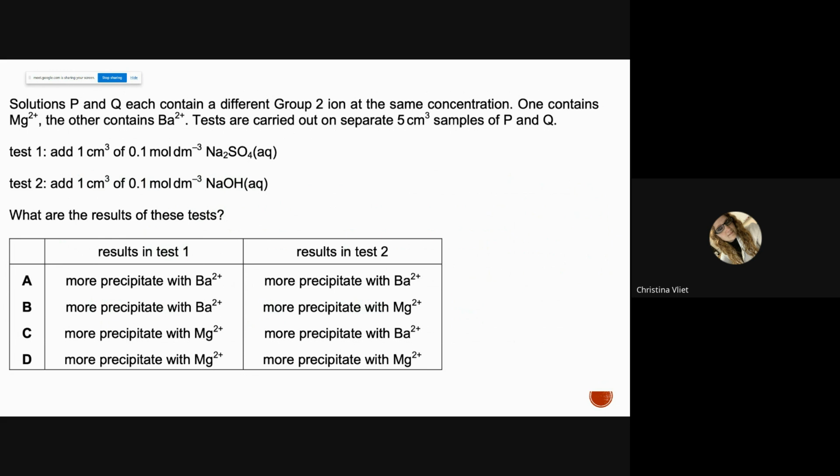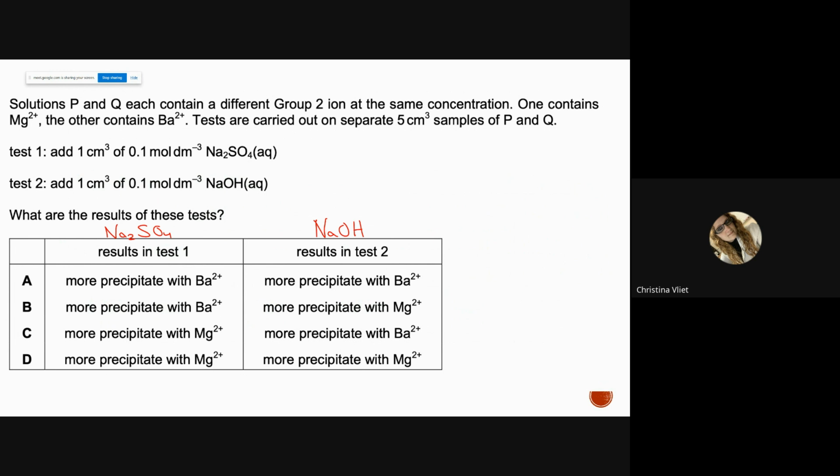You've got 2 solutions. I need everybody's attention. One contains Mg2+, the other contains Ba2+. They give you sodium sulfate being added in test 1, sodium hydroxide being added in test 2. This is another way they could ask you the same question, it just looks a little bit different. Test 1 is adding Na2SO4. Test 2 is adding NaOH. Would Na2SO4 give you more precipitate, solid, with barium or magnesium?